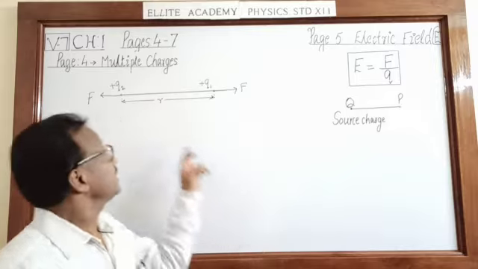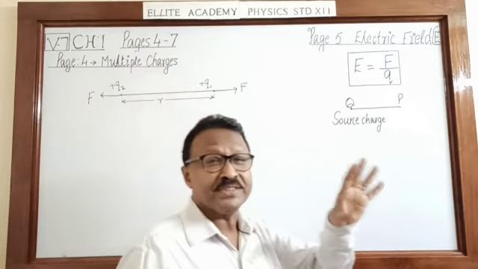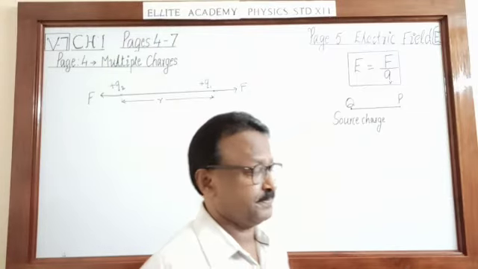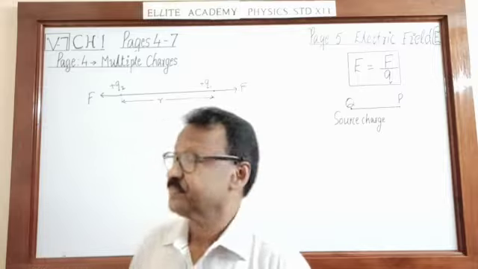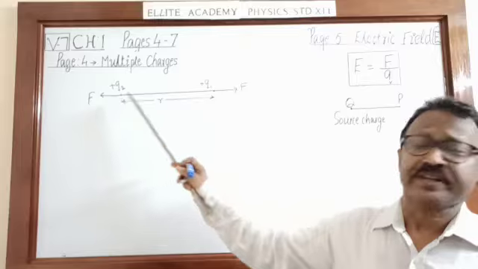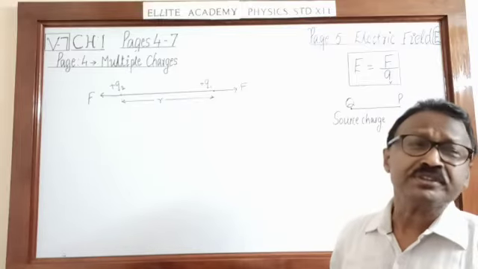We continue with page number 4. We discuss multiple charges. That means more than 2 charges are there. What will be the effect? We reach up to here. We have 2 charges, let us say Q1 and Q2. In any order I keep, the distance between the 2 is R.